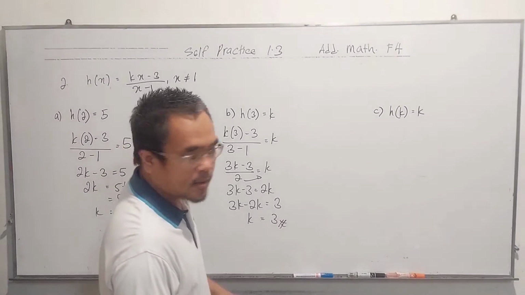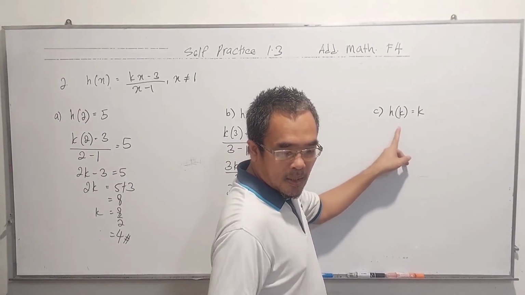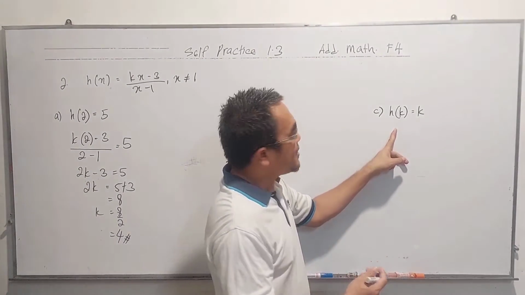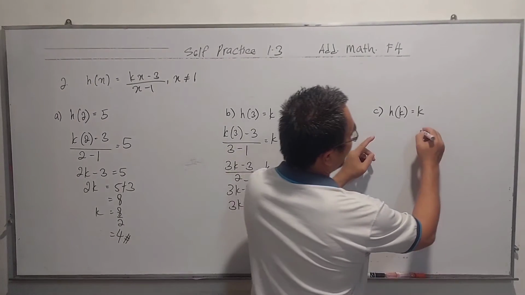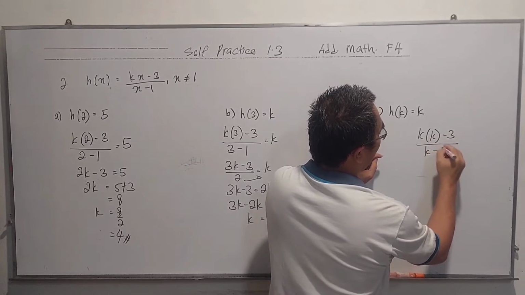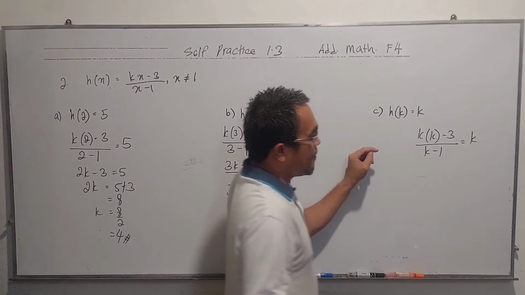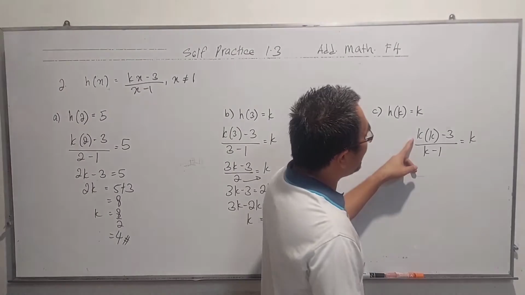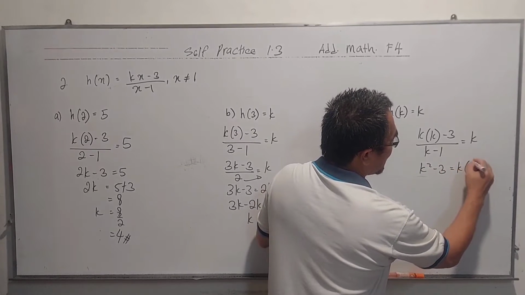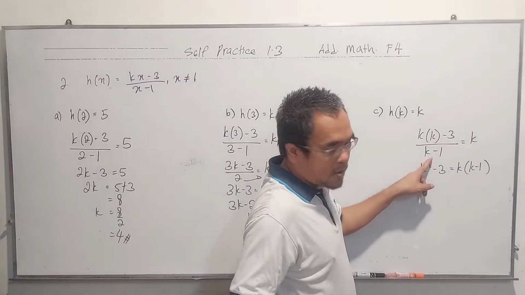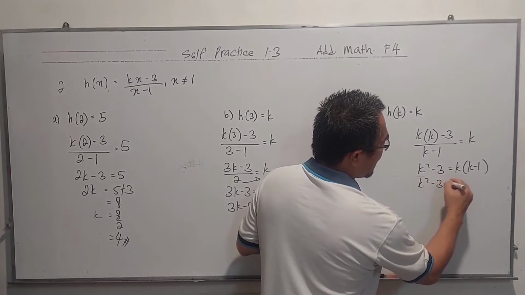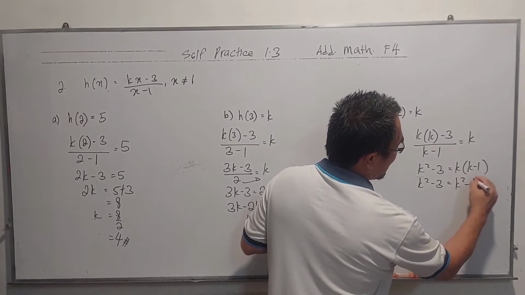And the last one. Similarly here, you replace x with k, where x equals k. So you have k times (k minus 3) over (k minus 1) equals k. Right? So we simplify this. k times k will be k squared minus 3 equals k times (k minus 1). You move this to the other side, and we have k squared minus 3 equals k squared minus k.